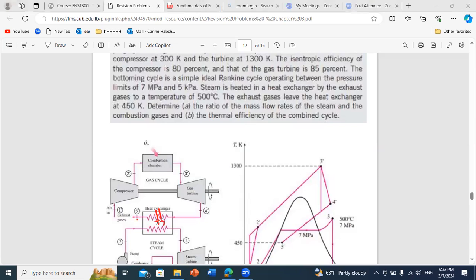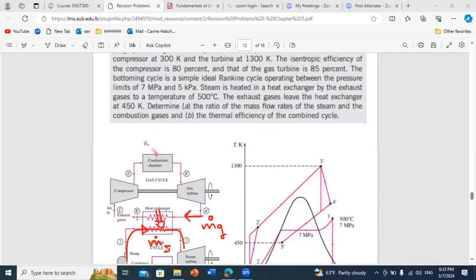So the mass flow rate passing through the steam cycle should not be very large, because if it's so large, the heat input will not be enough. So we say if we have a certain m dot of gas circulating in the gas cycle, what should m dot steam be in order to completely drive the steam cycle with the gas cycle? So this is the question. We need to determine the ratio m dot steam over m dot gas.